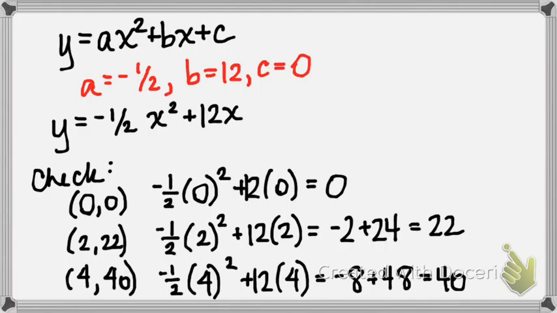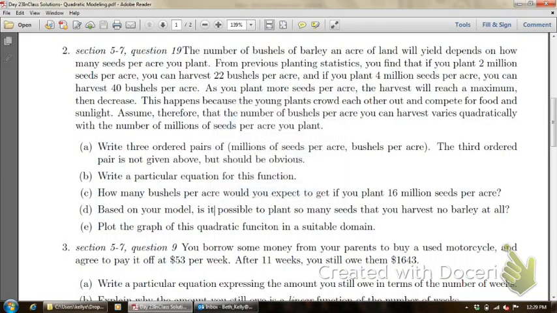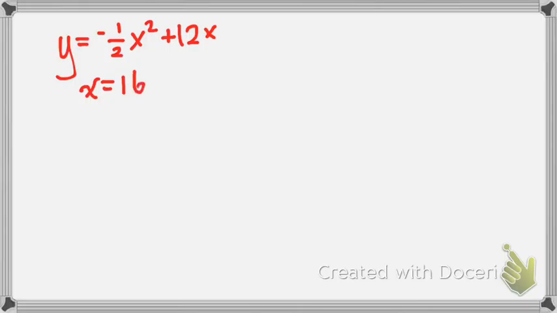Okay, so now, what's the next question? It is, how many bushels per acre would you expect to get if you plant 16 million seeds per acre? Okay, so this is, what is my output going to be, since bushels per acre was the output, if the input was 16? Okay, so let's go back to our whiteboard. We know our function is y equals -1/2 x squared plus 12x, and we want to know what is the output when the input is 16.